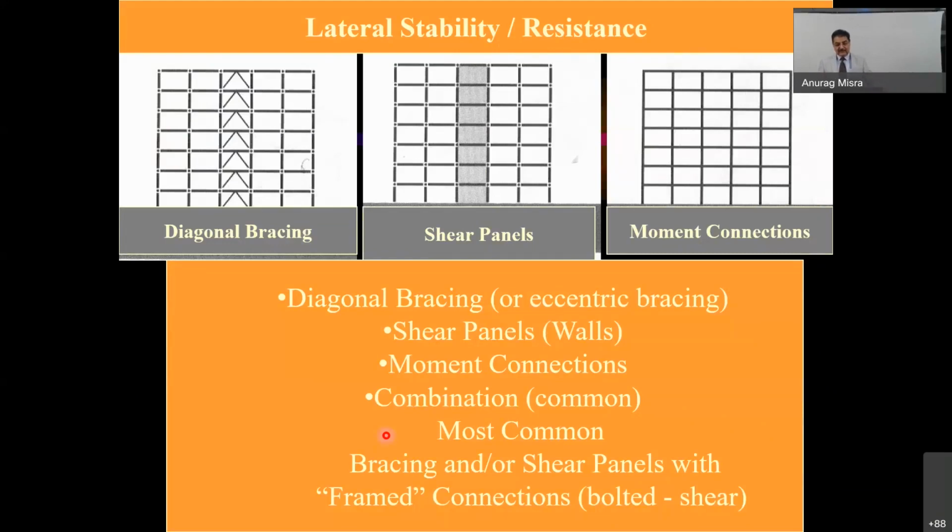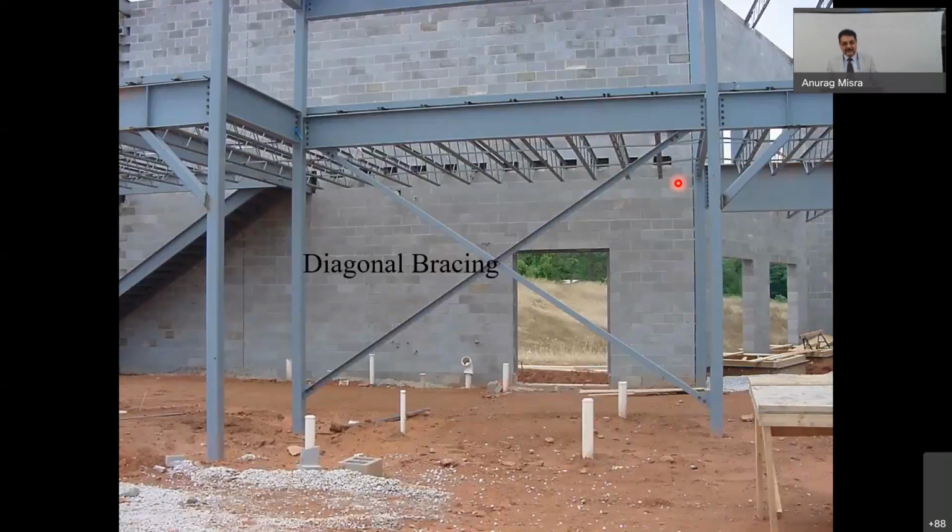Also, when we are designing steel buildings, you have to go for lateral bracings, or consider the lateral stability. Either you go for K type of bracing, or shear panels, or straight moment connections, but these have to be considered for taking the horizontal loads. And this is a kind of example.